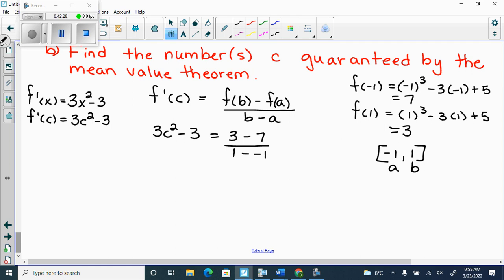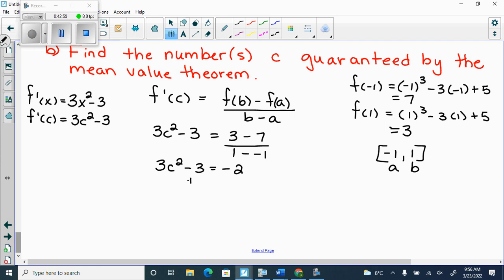Whatever y you pick first, just make sure you list its x first. Then its other y, and then the x that goes with it, right? That's what you just have to remember with slope. So we get 3c squared minus 3 equals negative 4 over 2, which is negative 2. Flipped, and then yes, negative 2. Okay, so then we just have to solve for c now.